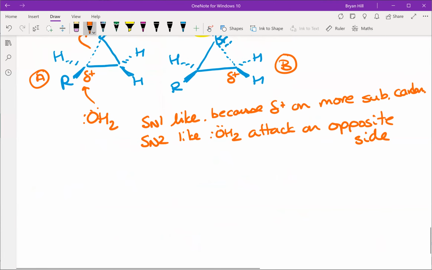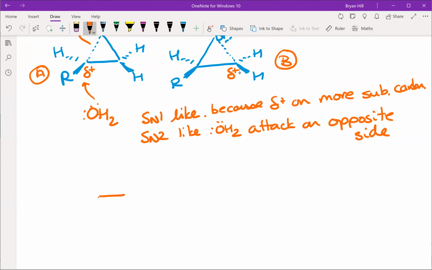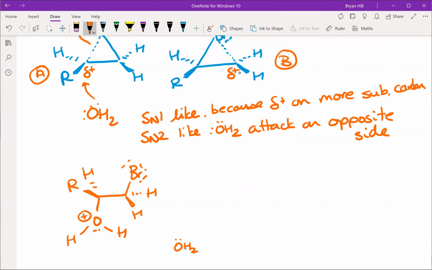Right, okay, and then the next part here is that once you've done the reaction, the oxygen will have a positive charge, and then water is going to come along and deprotonate that. So you will end up with a little bit of H3O plus and Br minus in your solution until the end of the reaction.